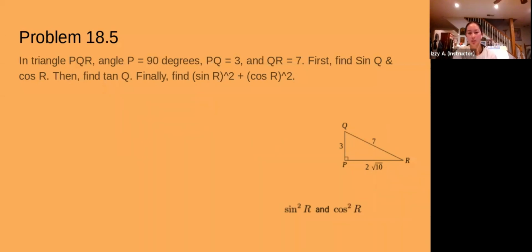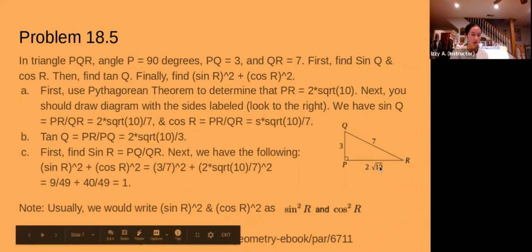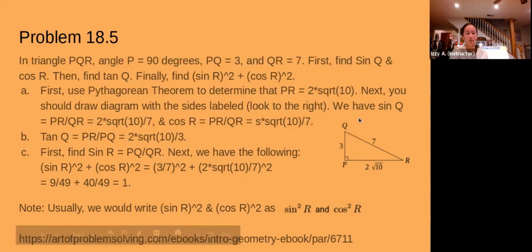Okay, I realized that they gave you the length of PR, but that's okay. First we find sine of Q. If you didn't know this value, you would use the Pythagorean theorem to determine that PR is equal to 2 square root of 10. Once you figured that out, you would draw a triangle like this, and we would have the appropriate values needed to figure out what sine of Q is.